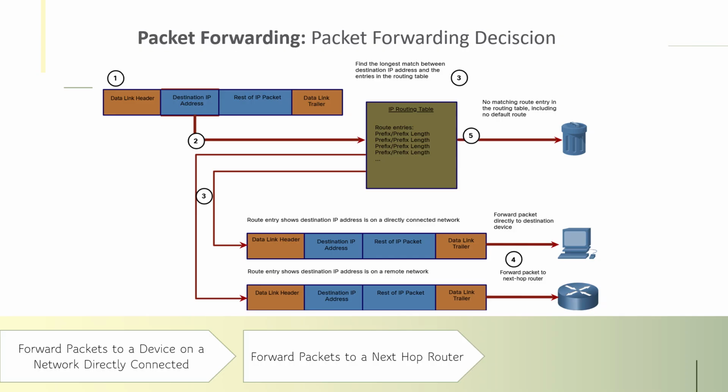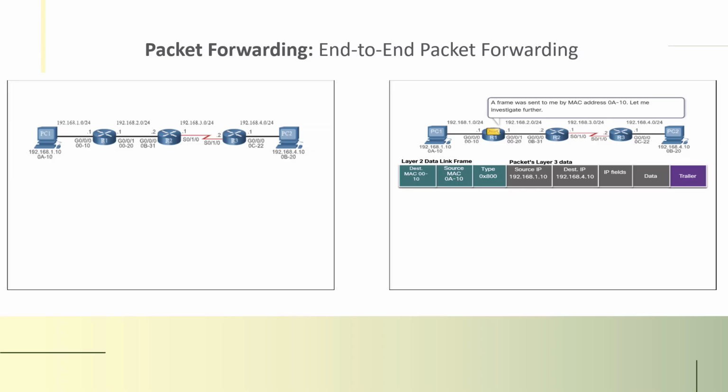So let's see how it drops the packet. If there is no match between the destination IP address and a prefix in the routing table, and there is no default route, the packet will be dropped. The primary responsibility of the packet forwarding function is to encapsulate packets in the appropriate data link frame type for the outgoing interface. For example, the data link frame format for a serial link could be Point-to-Point Protocol, High-Level Data Link Control, or some other layer 2 protocol.